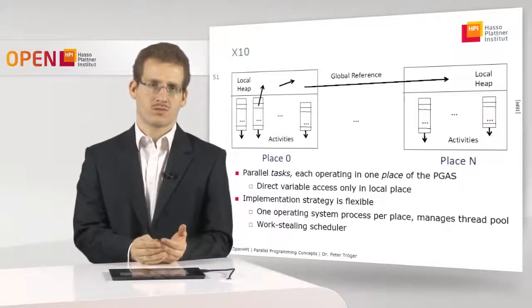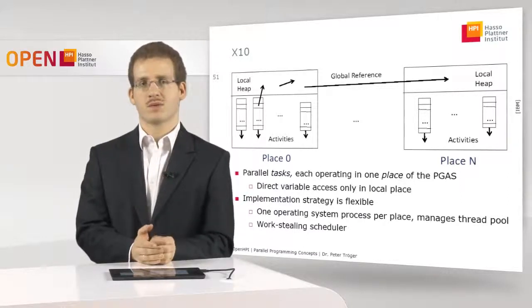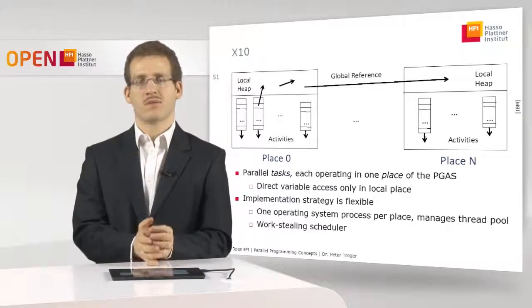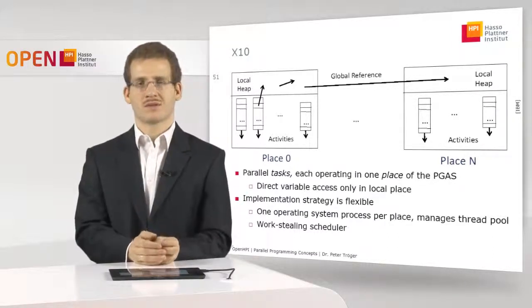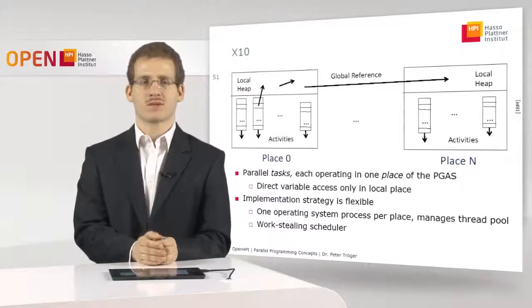The implementation strategy today is that you have one operating system process per place, and each of these processes then manages a number of threads in order to map the tasks that run at this place to the particular threads running on this processor.